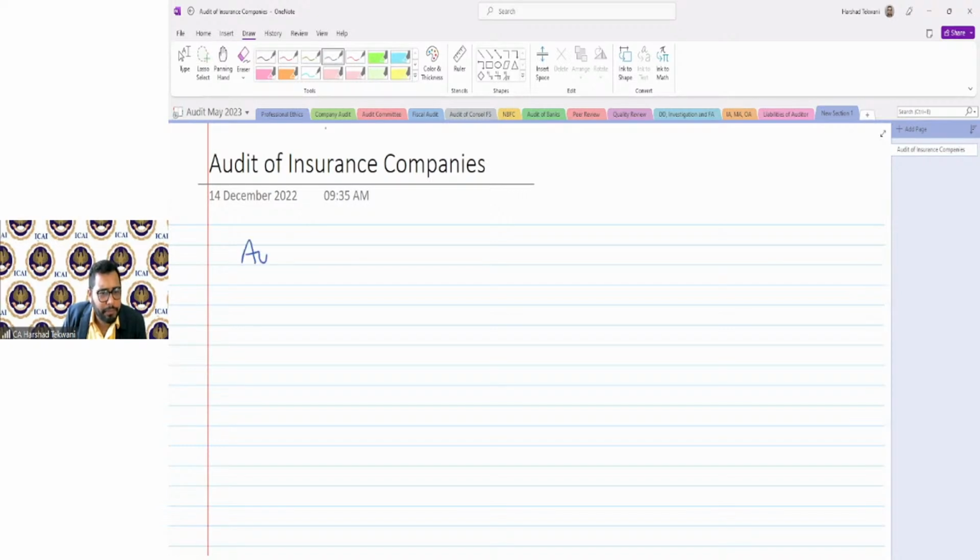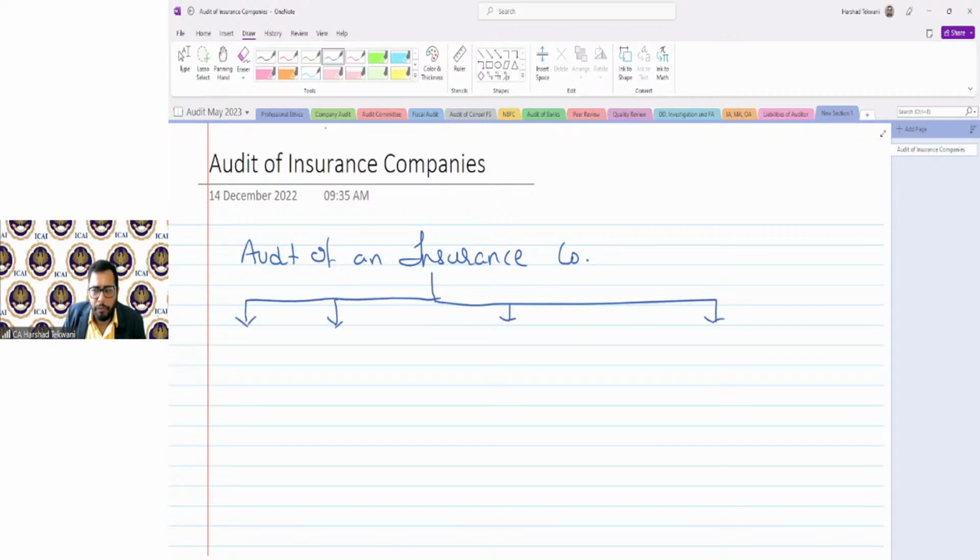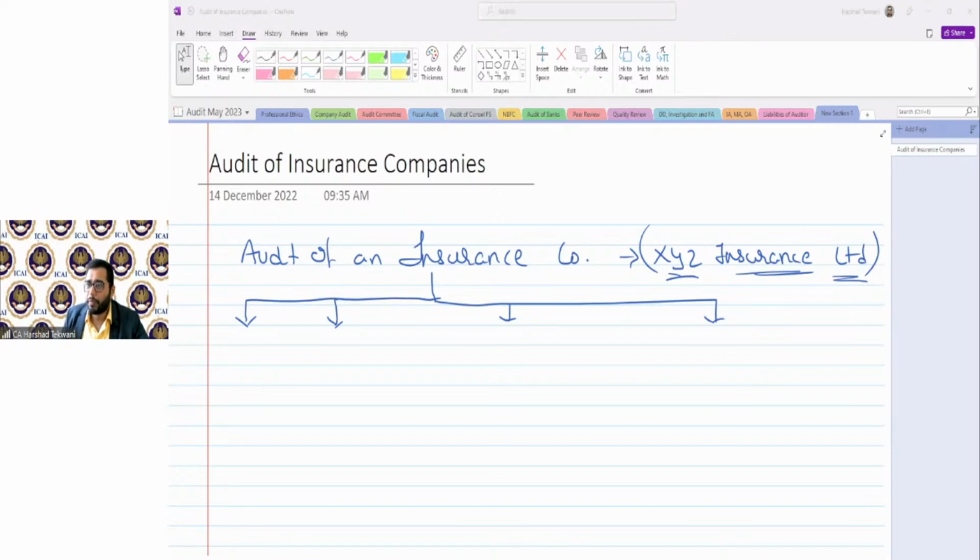Now, when I talk about the audit of an insurance company, which laws will be applicable to me? First of all, let's say for example, my insurance company is XYZ Insurance Limited. I'm talking about this particular company, XYZ Insurance Limited, or XYZ General Insurance Limited, Life Insurance Limited, whatever it is. So which laws and regulations will be applicable to me in this case?